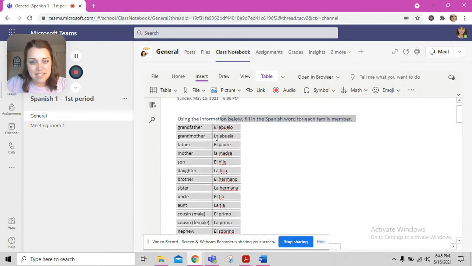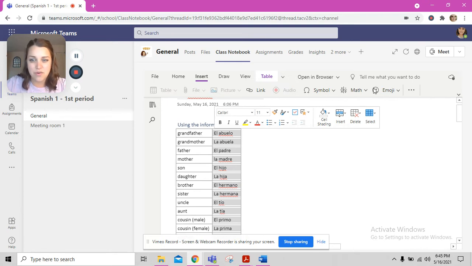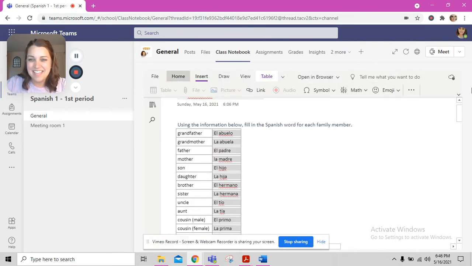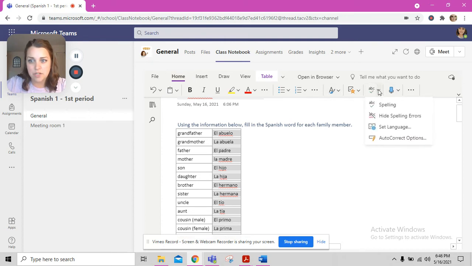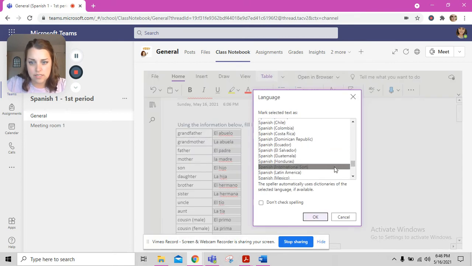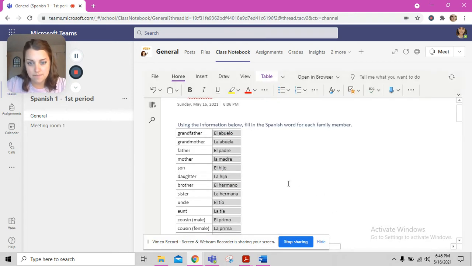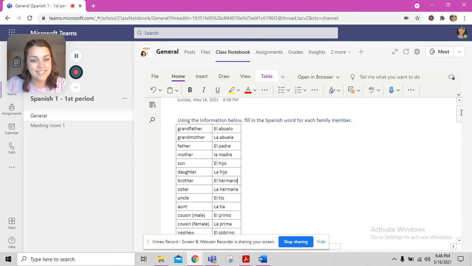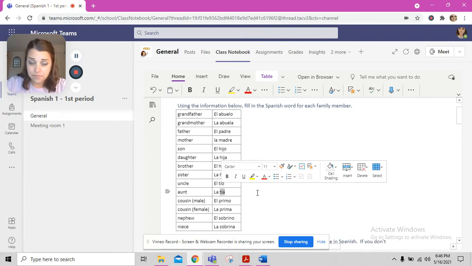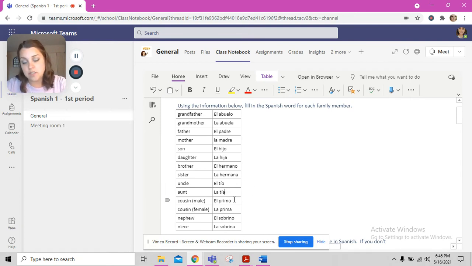I'm going to go ahead and change the language on this so that it doesn't say that they're spelled wrong. Okay, so I'm going to go over here to this spelling, push down this little arrow, and say set language. Then I'm going to scroll to Spanish, and I really like the international sort. I'm going to click OK. Ta-da! It's done correctly. Now, if you didn't add an accent on tío and tía, then this would show you that you had those spelled incorrectly.